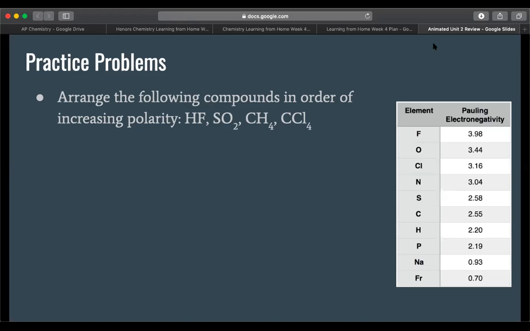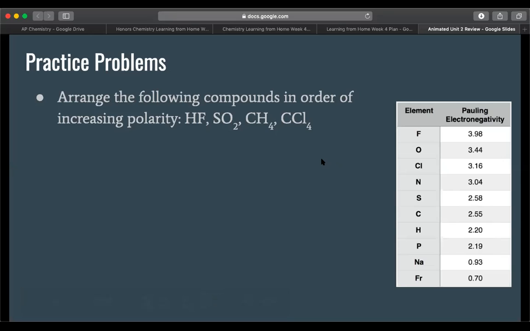Wait, so we're picking out two of these that are going to be similar? I think SO2 and CCl4. CH4. CH4 is your least polar. Why? Oh, I thought you said which ones are going next to each other. 2.55 and 2.20. The weird thing is hydrogen is still a nonmetal, but it's not all the way over there. So hydrogen's electronegativity is almost exactly the same as carbon's. And that's where you can see here, carbon and hydrogen is a very nonpolar bond. So my first thing is going to be the CH4.